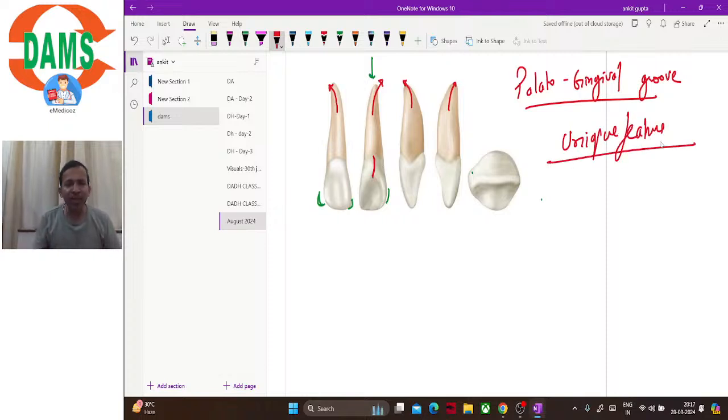And what type of groove is it? Is it a supplemental groove or a developmental groove? You know what a supplemental groove is, right? We have seen it in the class. A supplemental groove is something that separates two developmental lobes, right?